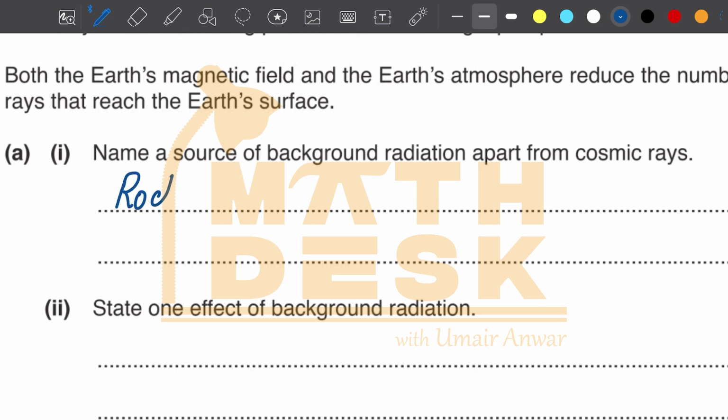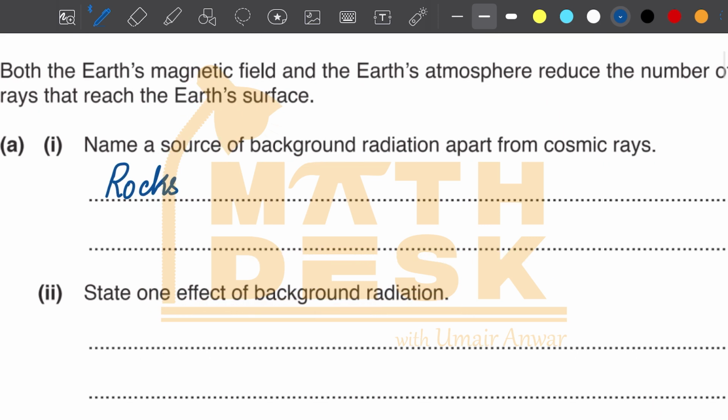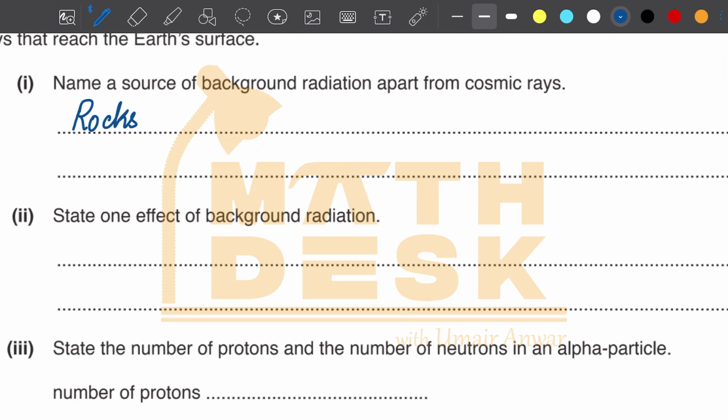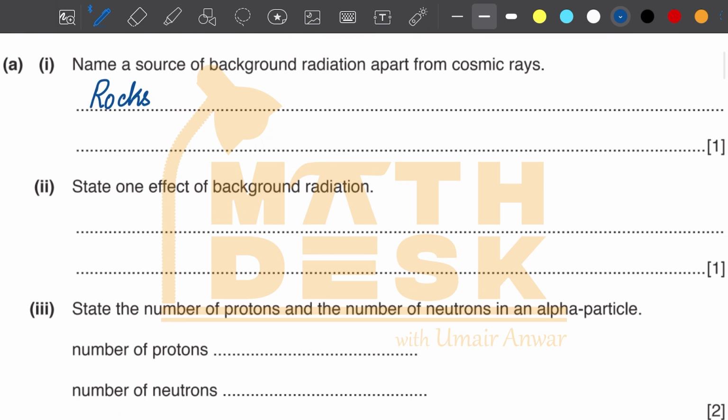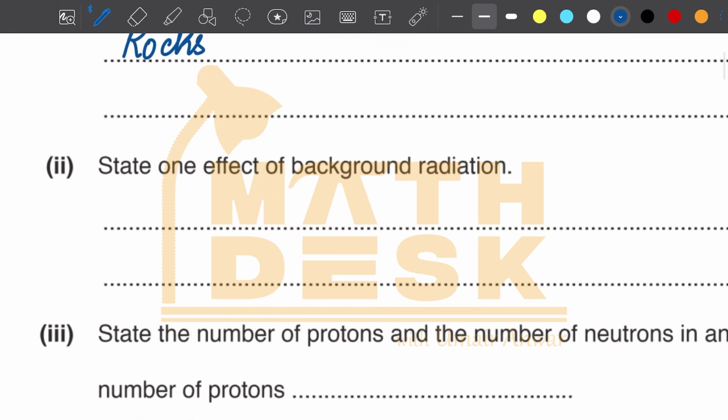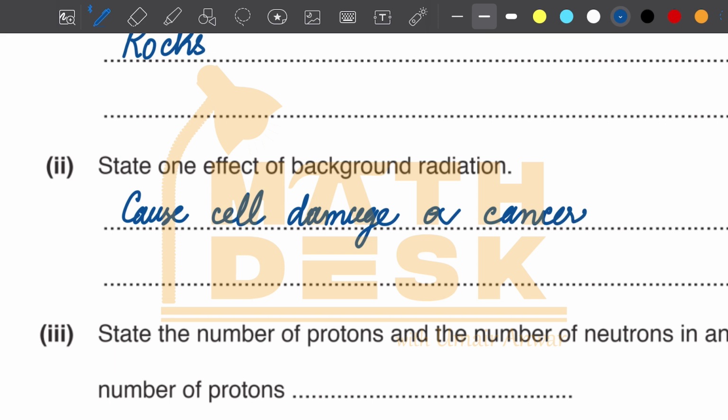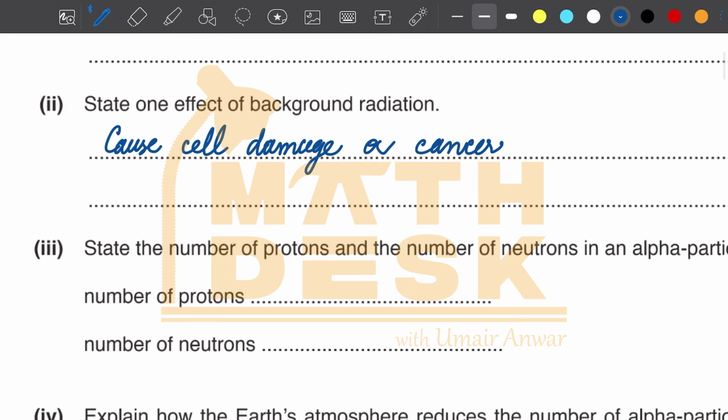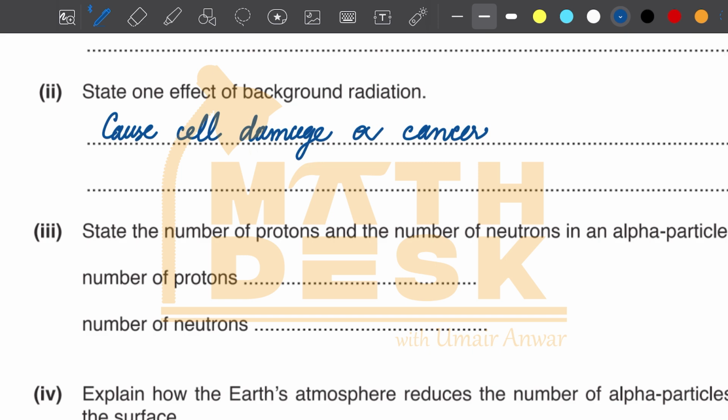Rocks, soil, building materials, and the radon gas present could all be written as another source of background radiation apart from cosmic rays. The next part says state one effect of background radiation. So they can cause cell damage or cancer and mutation or gene damage. All of these could be the effect of background radiation.